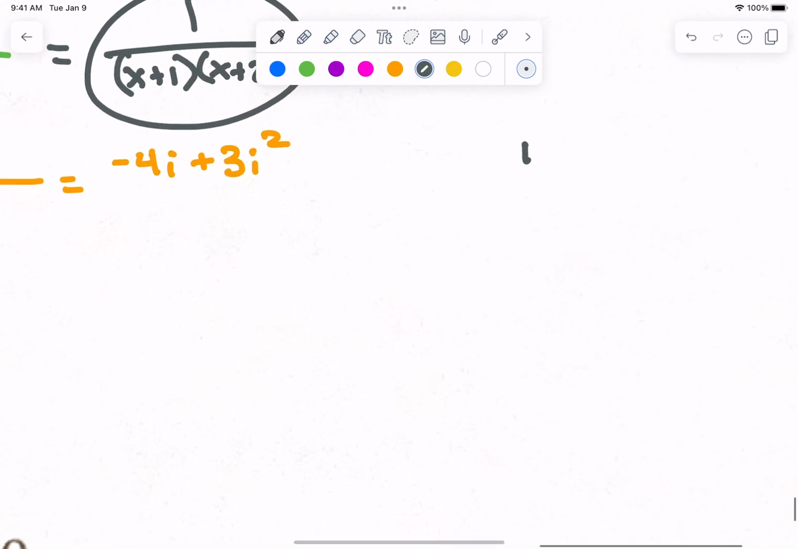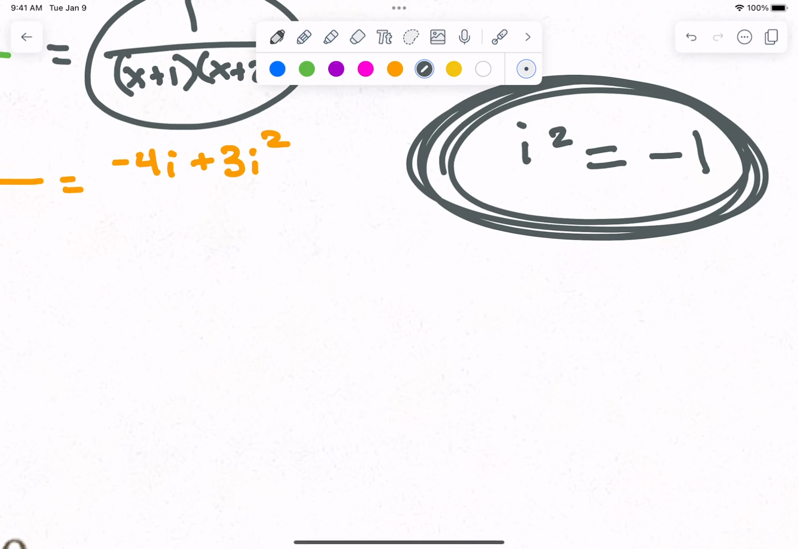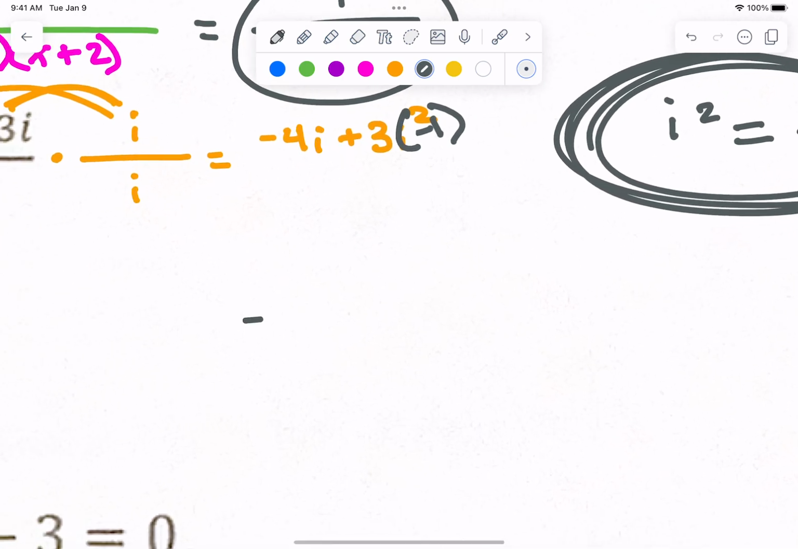Maybe write this off to the side. i squared equals negative 1. So we have 3 times negative 1, which is negative 3. You could just say minus 3. So negative 3, and I'm going to do minus 4i. I'm going to switch them around. 3 times negative 1 is negative 3 minus 4i.